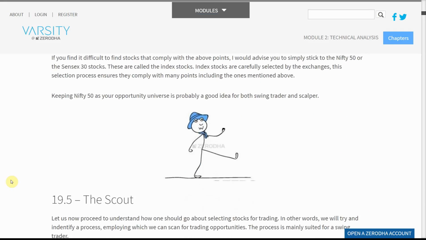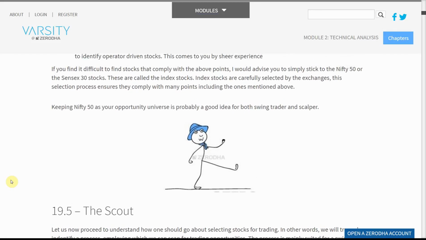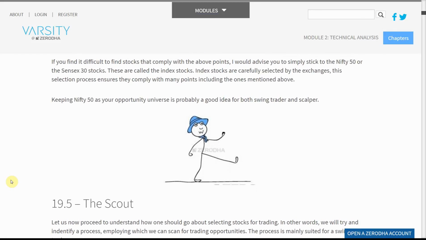If you find it difficult to find stocks that comply with the above points, I would advise you to simply stick to the Nifty 50 or the Sensex 30 stocks. These are called the index stocks. Index stocks are carefully selected by the exchanges. This selection process ensures they comply with many points, including the ones mentioned above. Keeping Nifty 50 as your opportunity universe is probably a good idea for both swing trader and scalper.